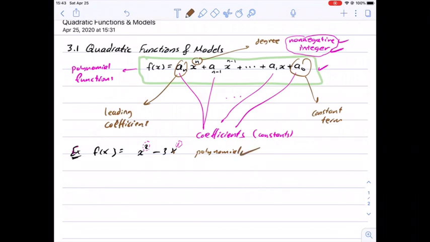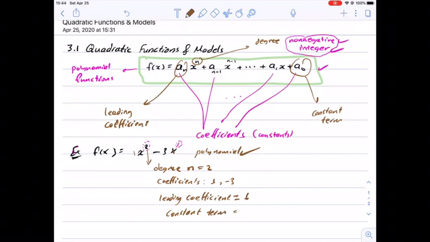And if we are asked to find the degree of this polynomial, it is the highest power of x. So n equals 2. Now what are the coefficients? The coefficients are 1, the coefficient of x squared, and negative 3. What is the leading coefficient? It is the coefficient of x squared, x with the highest power. So that's 1. And the constant term doesn't appear here, but it's 0. We can add 0 to this, and that will be our constant term.